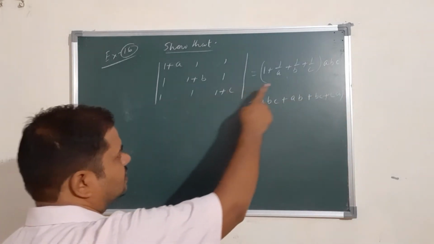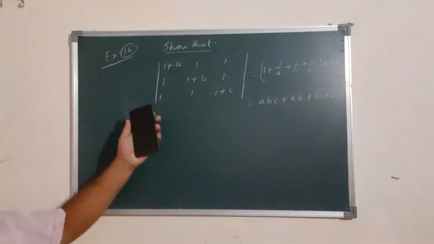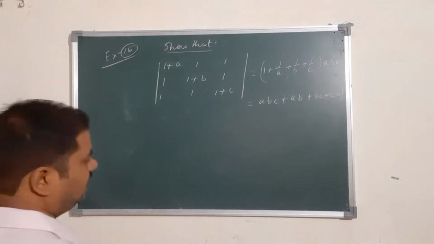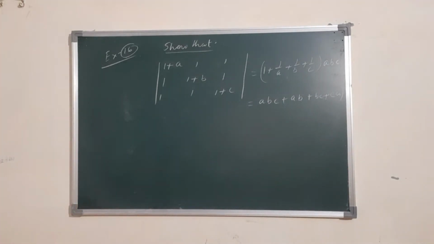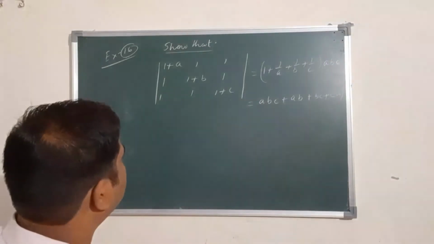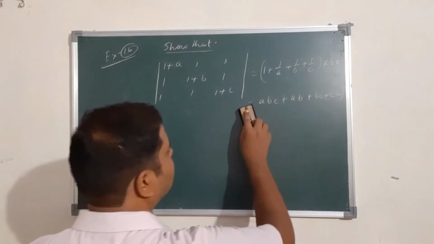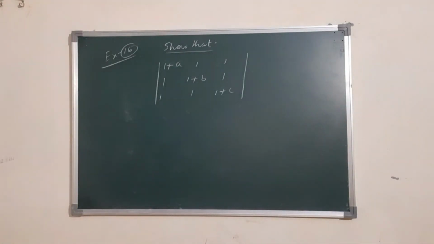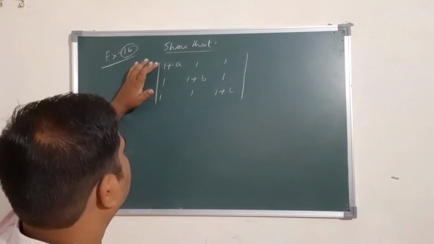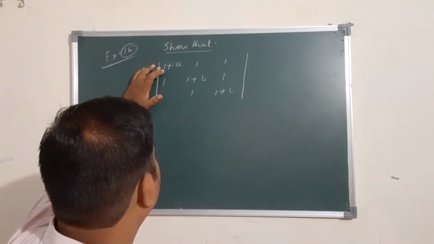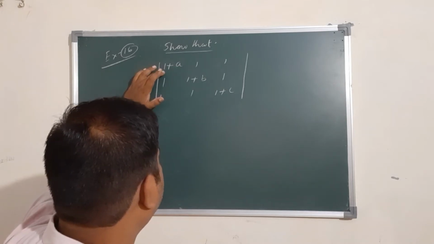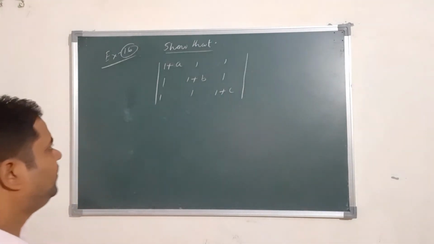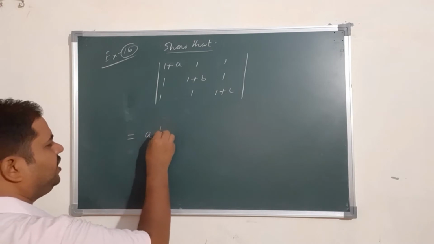There are three parts: LHS, RHS and middle part. So first of all we take LHS, then prove the middle part, and then RHS. First we consider LHS, the determinant with 1 plus a, 1, 1 and so on. If we take a common from the first row, b from the second row and c from the third row, we will get abc.